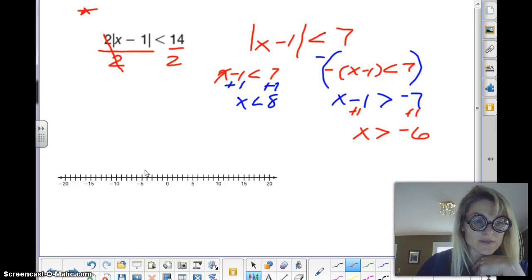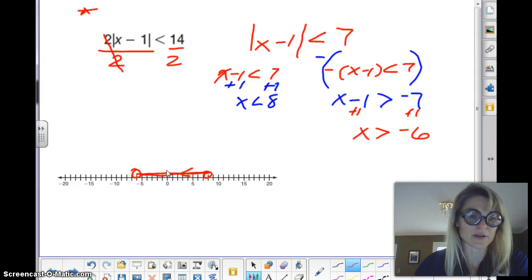All right, so we're going to graph this. We have an open circle here on negative 6 and an open circle here on 8. It's less than, which is this way. It's greater than, which is this way. It's all in between. Did I say less than negative 6? I can't remember. Anything bigger.